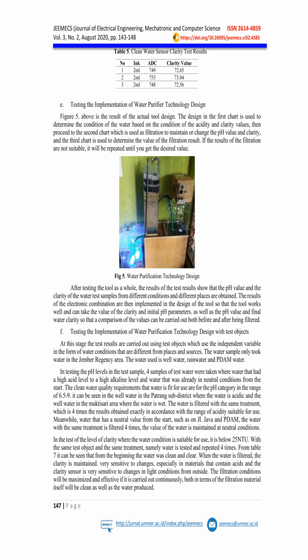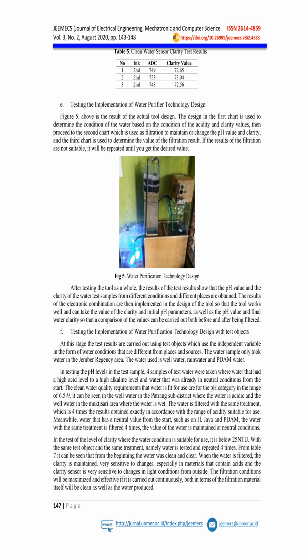After testing the tool as a whole, the test results show the pH value and the clarity of the water test samples from different conditions and different places. The results of the electronic combination are then implemented in the design of the tool so that the tool works well and can take the value of the clarity and initial pH parameters, as well as the pH value and final water clarity, so that a comparison of the values can be carried out both before and after being filtered.